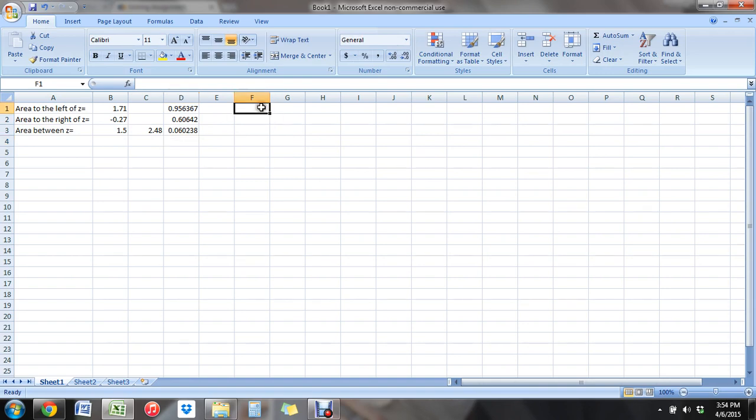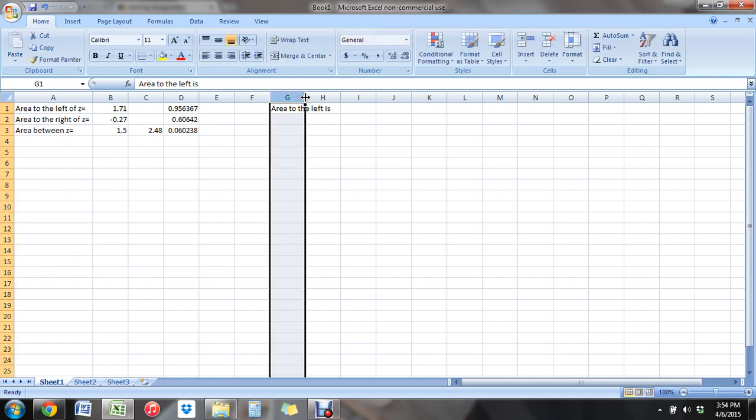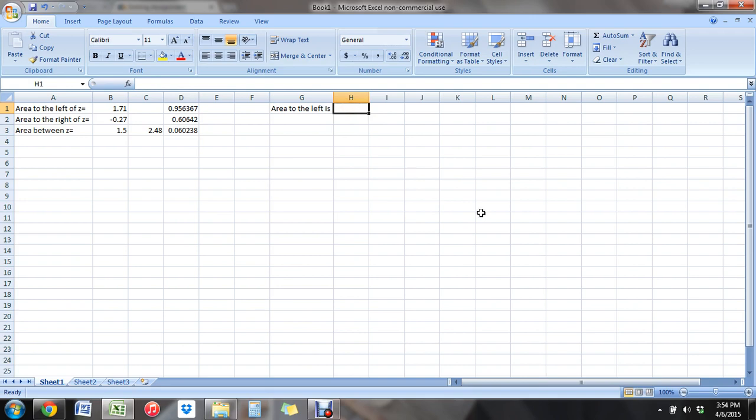Another thing that Excel will do with the standard normal distribution is if you give it the area to the left, it will give you the corresponding z-value. So let's say we know that the area to the left is 0.1539.